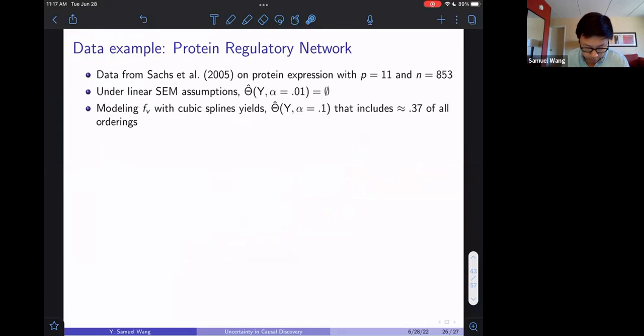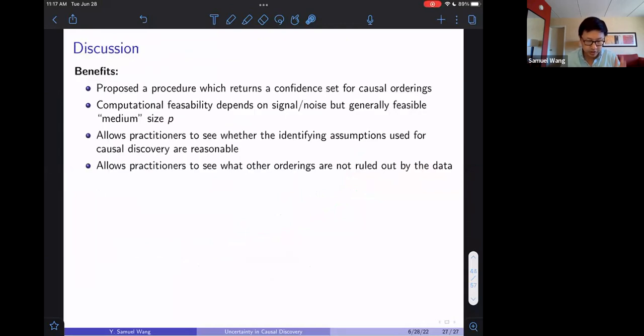Okay. So I will briefly end with a little bit of discussion. I'll go quickly here because I know Dan has a lot of these thoughts also. We've proposed a procedure which returns a confidence set for causal orderings. Computational feasibility is definitely a constraint, but it depends on the signal to noise ratio and is generally feasible for, I'm using the term medium size P, although I know medium is maybe relative here.